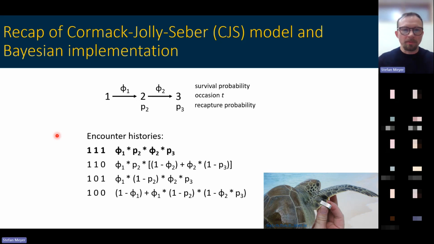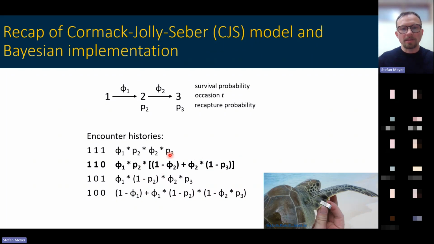And just to give you a couple of examples. The first encounter history, the probability would be the product of all the 4 different probabilities, of phi 1, p2 times phi 2, and p3. And then for the second encounter history, the probability is the probability of the animal surviving from the first to the second occasion, phi 1, times p2, so the recapture probability at the second occasion.